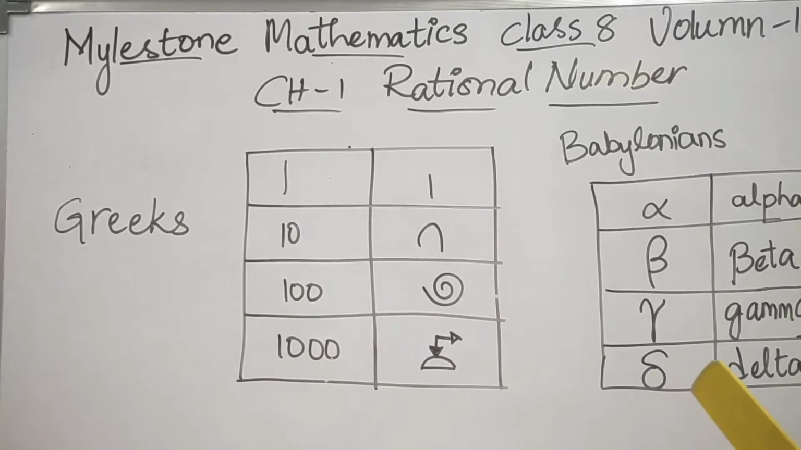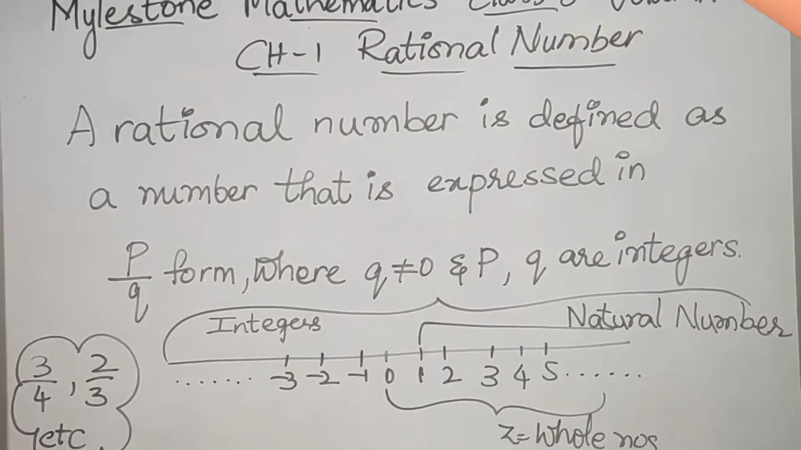And the Babylonians used to write on clay tablets that were dried in the sun. Several of these tablets are still found today, and the writings on these tablets give us insights into the Babylonian number system. The Babylonians developed a form of writing based on cuneiform, which means wedge shape in Latin, in the sense of an inverted triangle. This is the introduction of our rational numbers in the Mylestone mathematics textbook.